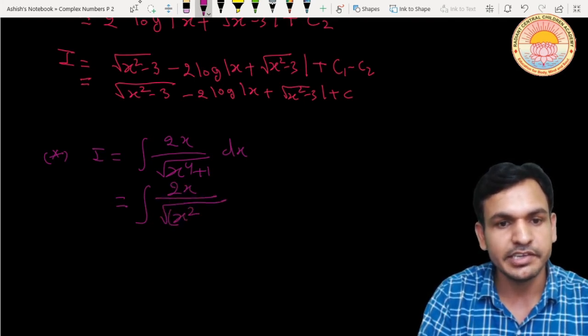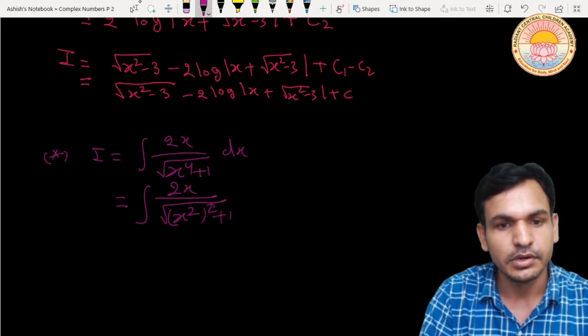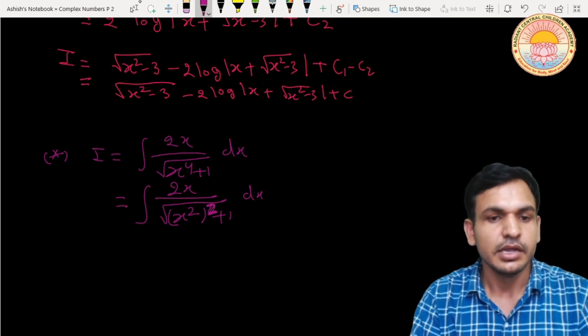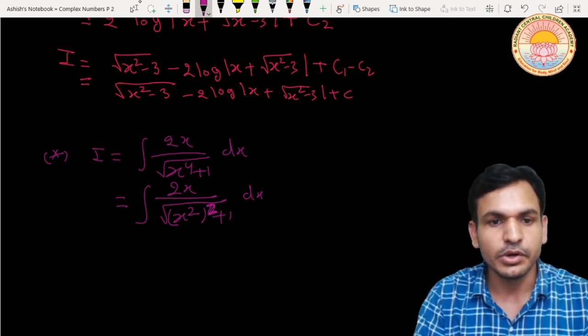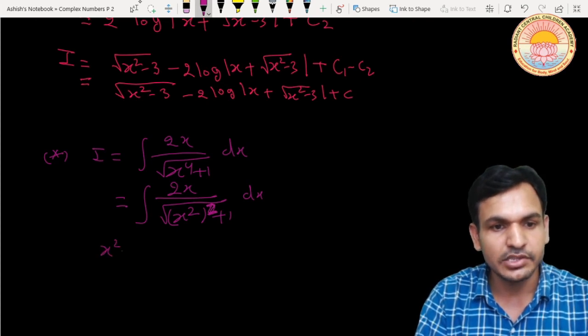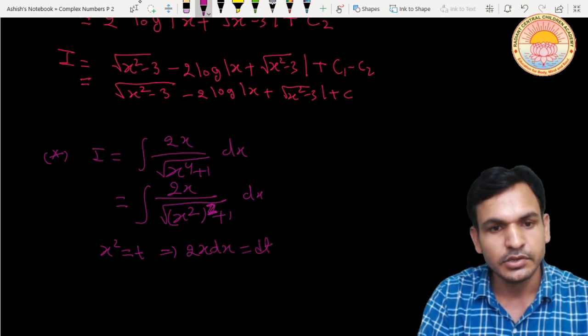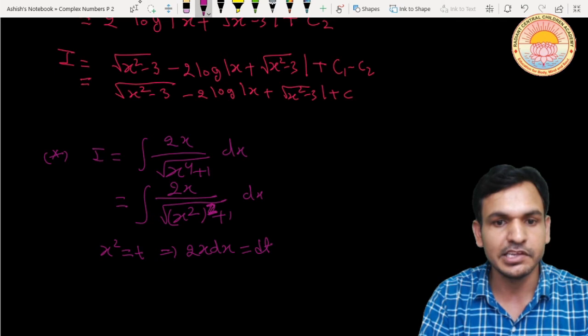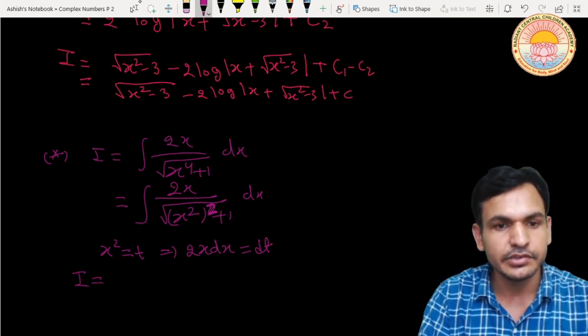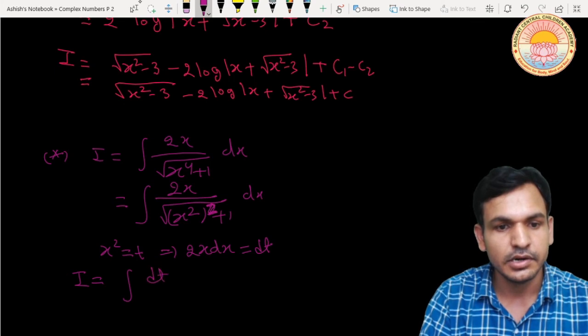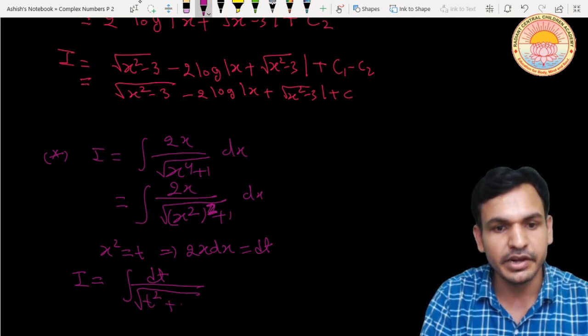We have to make some arrangement and then we will substitute some suitable value. Clearly this can also be written as x square whole square plus 1. Clear? And we know that the derivative of x square will be 2x. So substituting x square is equal to t, we will get 2x dx is equal to dt. So in the numerator 2x dx will get replaced by dt. So now we have I is equal to, in the numerator, dt, and in the denominator in place of x square we will write t. So it will become t square plus, in place of 1 we can write 1 square.